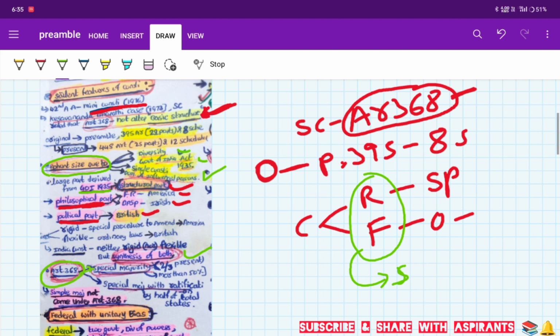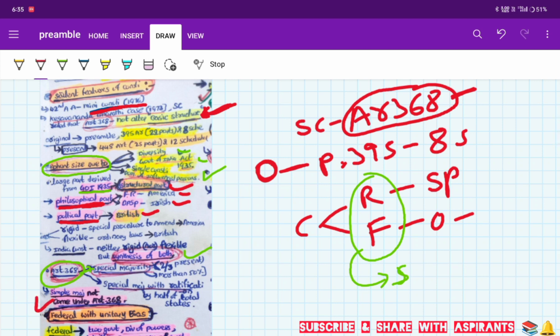Under Article 368, there is a special majority, like two-thirds of those present and more than 50% voting, and a second provision, special majority with ratification by half of the states. So this comes under Article 368. A simple majority does not come under Article 368.